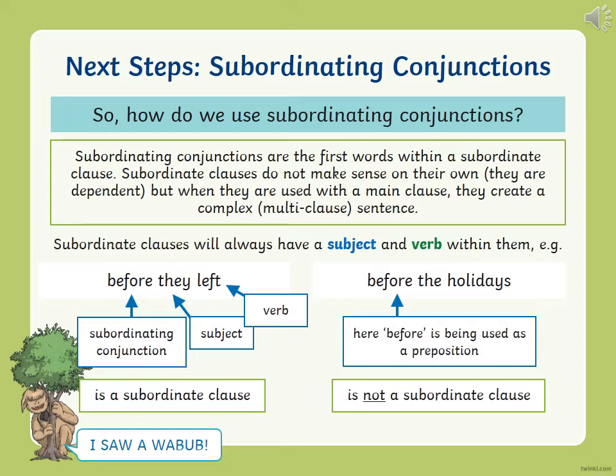If you look at the example on the left, it says before they left. Before is a subordinating conjunction. The subject is they and the verb is left. So this is a subordinate clause. If you look at the example on the right-hand side, it starts with a subordinating conjunction, but there is no subject or verb. This is a prepositional phrase, and it is not considered a subordinate clause.